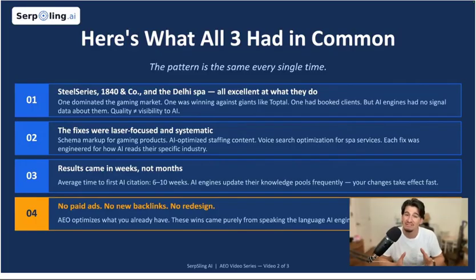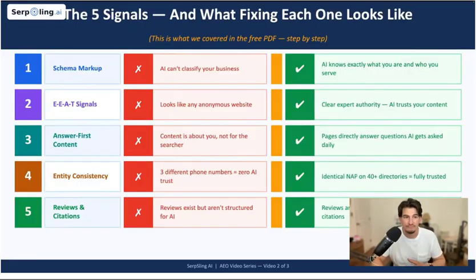Okay, and that's the big difference. We are now talking to AI search engines. We're not talking to Google. Okay, and things are very, very different. All right. So here are the 5 signals and what fixing each of them looks like. And this is what we covered inside of the free PDF. If you already downloaded that and went through it, if you haven't, you can still go to video 1 and download that PDF.